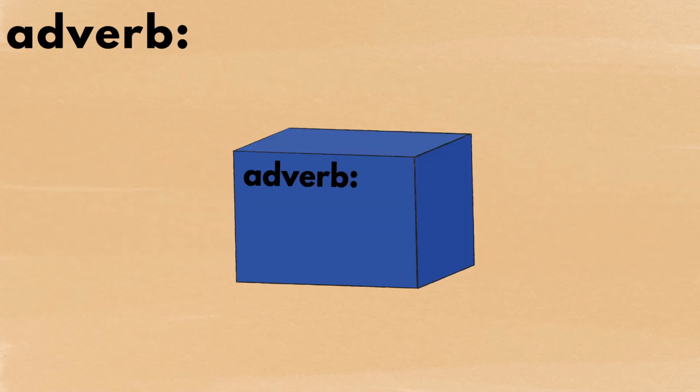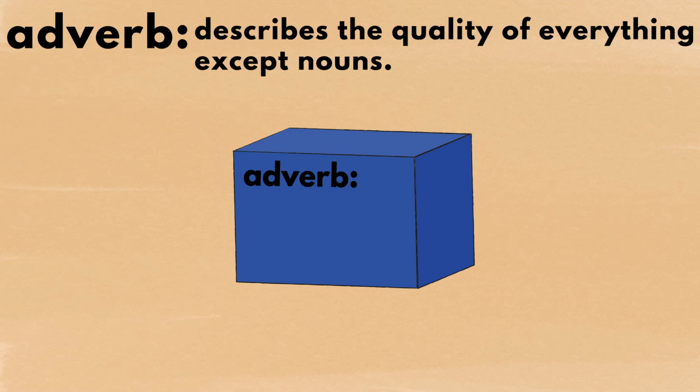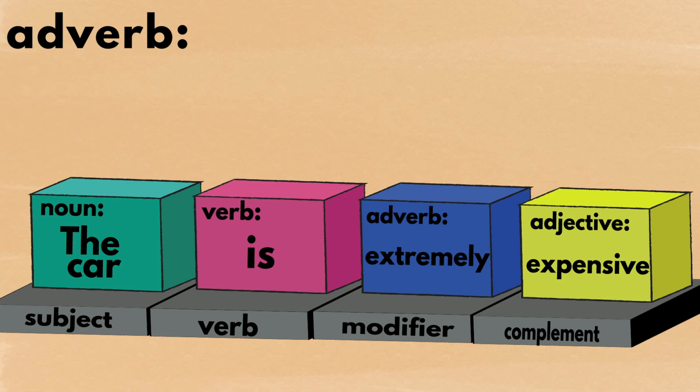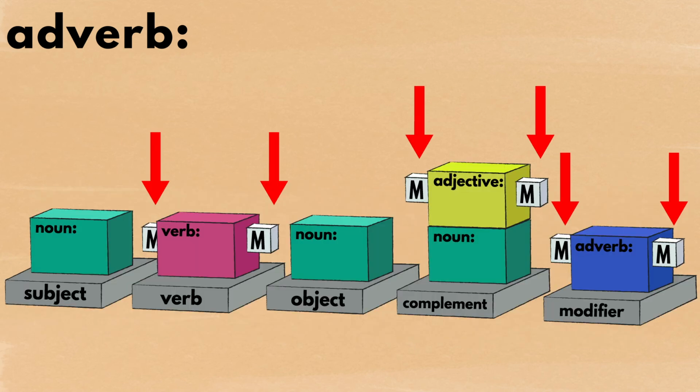Moving on, the next part of speech is the adverb. Adverbs are words that describe the quality of everything except nouns. You can describe adjectives, verbs, adverbs, and sentences. For instance, in the following sentence, extremely describes the quality of the adjective expensive. Adverbs come in the modifier's position and can go anywhere except in front of nouns and after nouns.